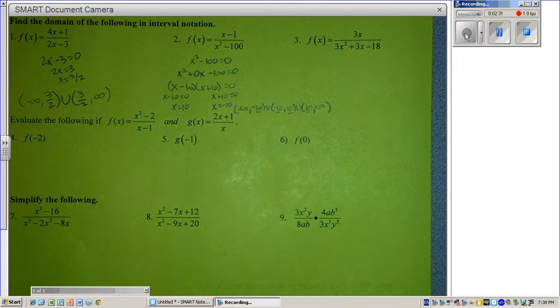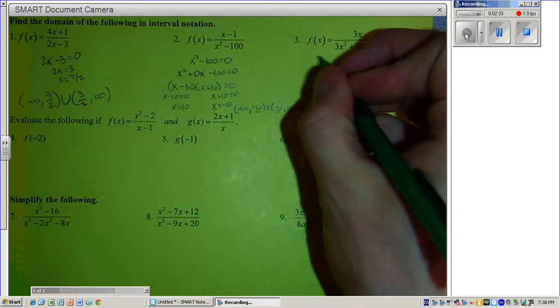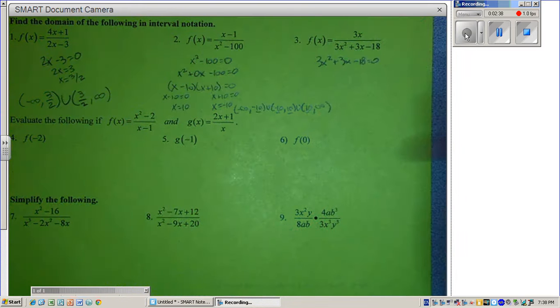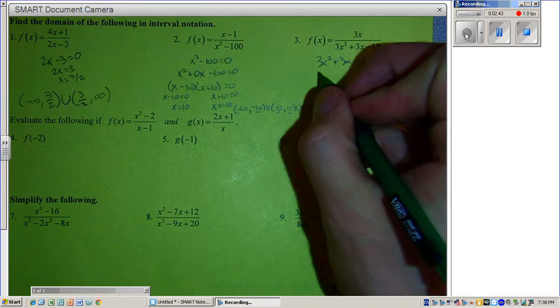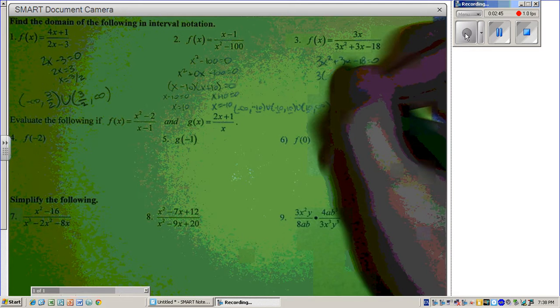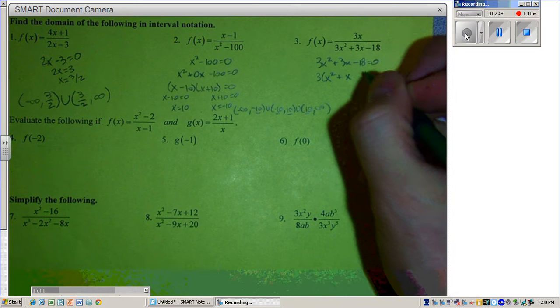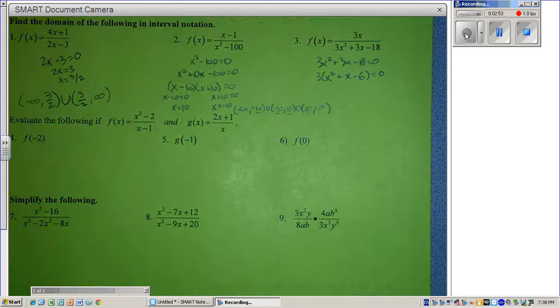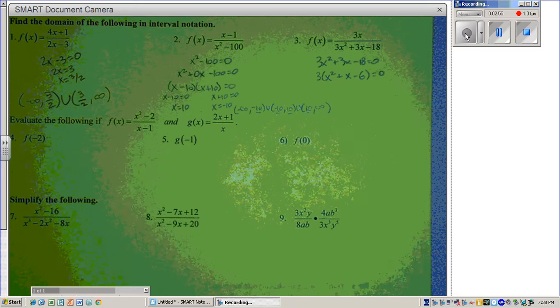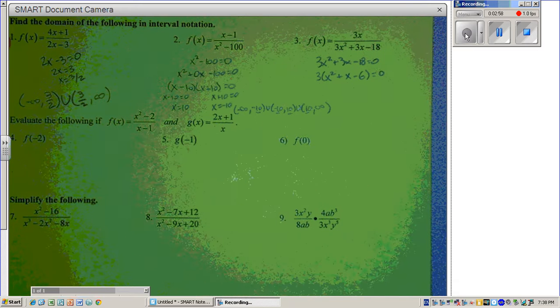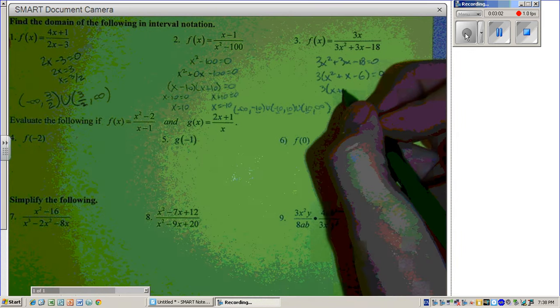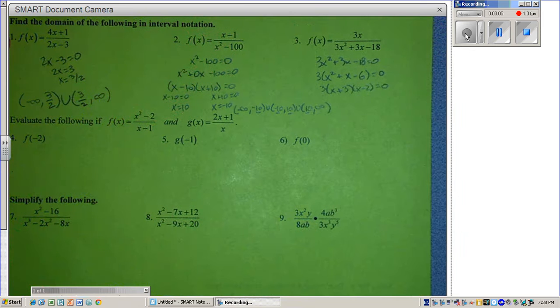So now let's work on number 3. Same idea. I'm going to set the denominator, 3x squared plus 3x minus 18, equal to 0. But now I need to factor. So I'm going to look for a GCF first to see if I can make my life a little easier. If I factor out a 3, I'm left with x squared plus x minus 6 equals 0. Now we can factor this trinomial. We need two numbers that multiply to negative 6 and add to 1. That's going to give us 3 and negative 2. So if I factor that, I get x plus 3 times the quantity x minus 2 equals 0.